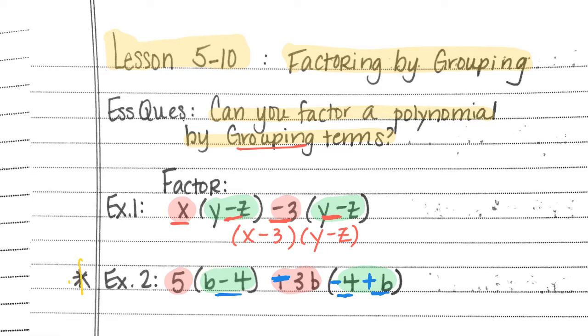Now, I say, hey, star circle highlight this one because you're going to see this everywhere. I think every SAT and ACT that I've picked up, I've seen this. So now I'm going to group this as 5 minus 3b times b minus 4.